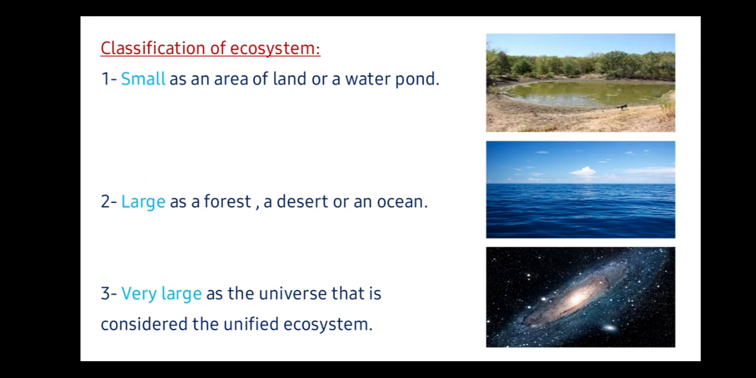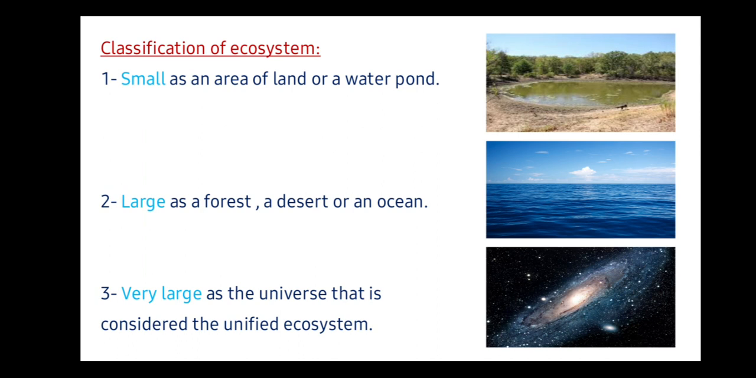Classification of ecosystems. We have many types of ecosystem: small ecosystem, large ecosystem, and very large ecosystem.